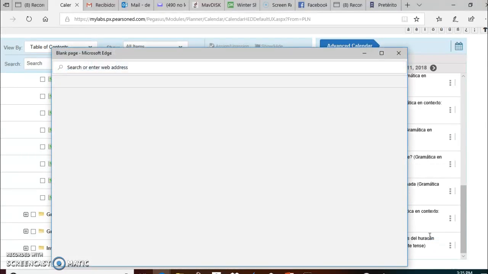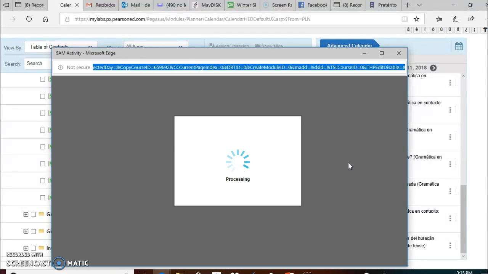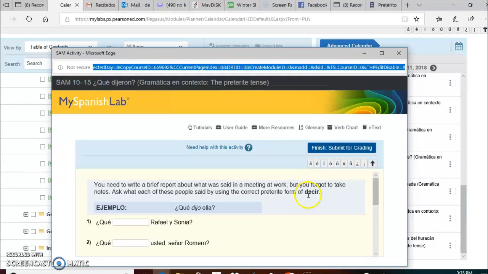For example, in this activity, you have to conjugate the verb decir. ¿Qué dijo ella? So the verb decir with ella. ¿Qué dijo Rafael y Sonia? So you have the verb decir.